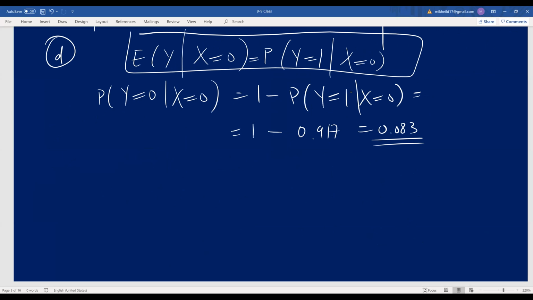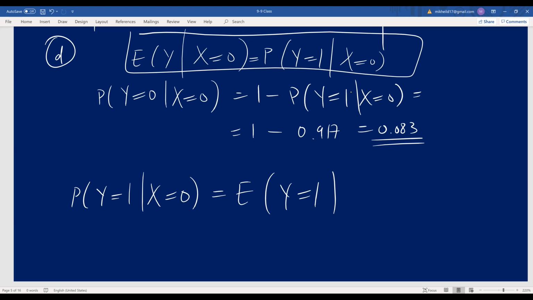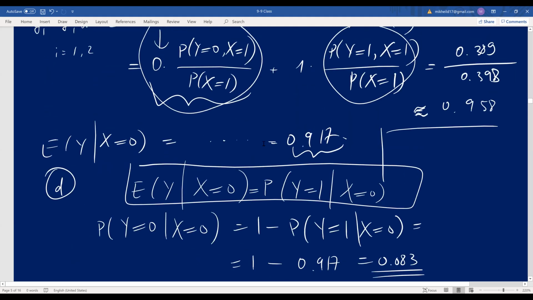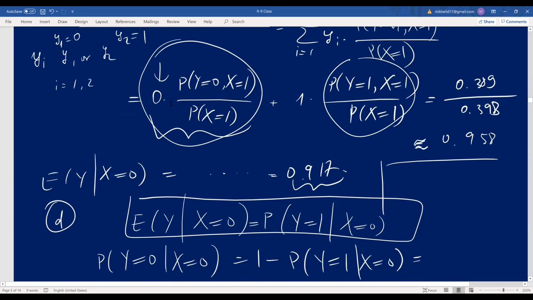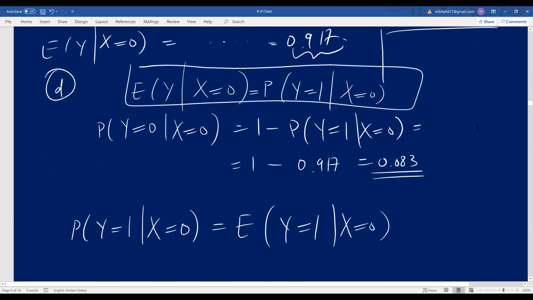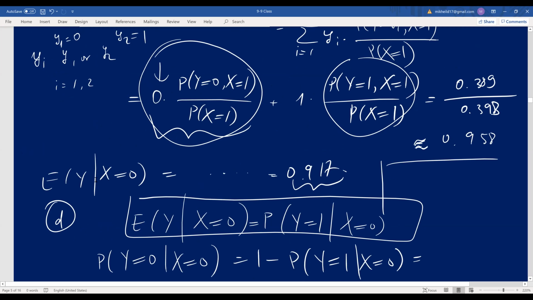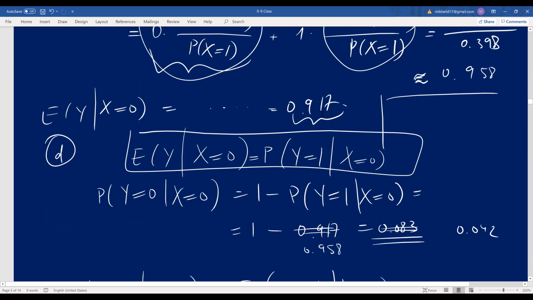Similarly, you can calculate the probability that y equals 1 and x equals 0. But we know that, because y is a Bernoulli random variable and x is a Bernoulli random variable, that's exactly equal to the expectation of y, conditional on x equals 0. Do I know this? You calculated this above. Sorry, here I should have 0.958, and that's 0.042. I mixed it up, because this is the probability that y equals 1 and x equals 0, and that's 0.970.